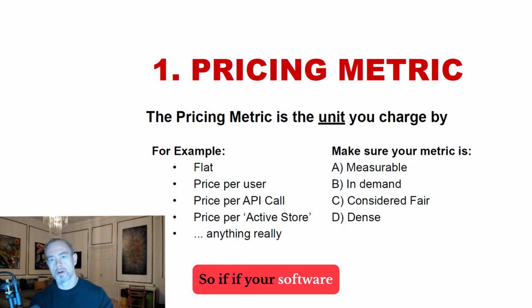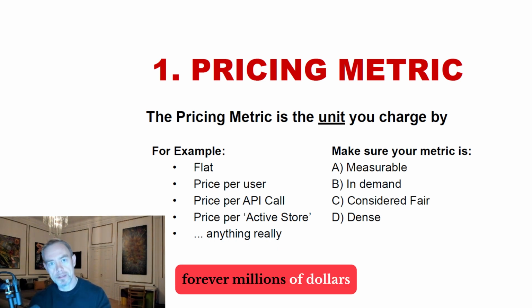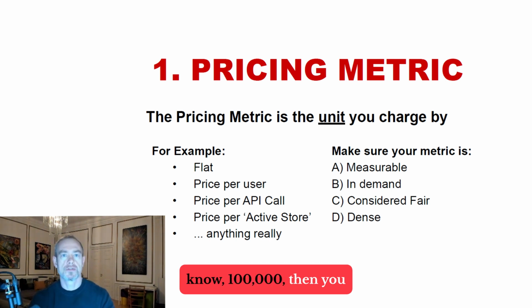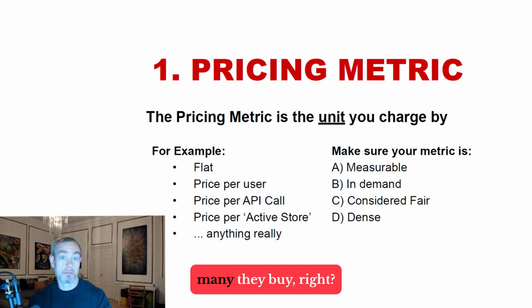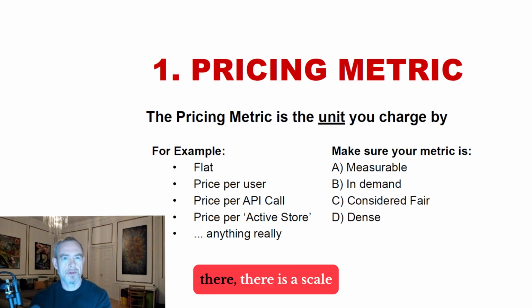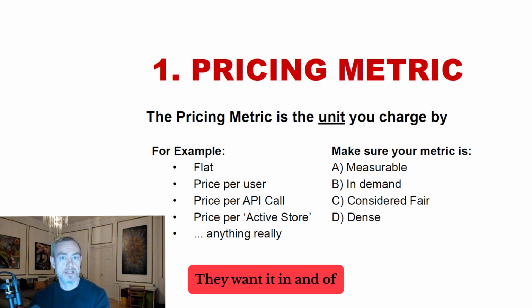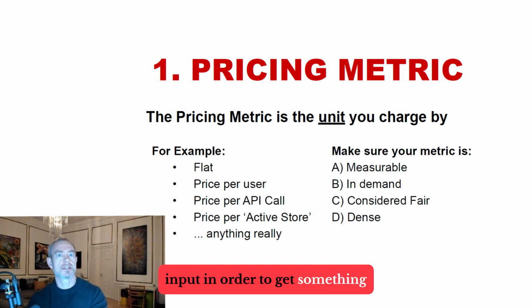So if your software generates business for them in some way, and you just say, hey, for every $1 million of profit you make, I'm going to charge you 100,000. Then you can bet they're not going to limit how many they buy, right? They just want to say, well, as much profit as you can sell me, I'll want to buy it, right? So somewhere there is a scale where something is in demand. They want it in and of itself, rather than as an input in order to get something else.